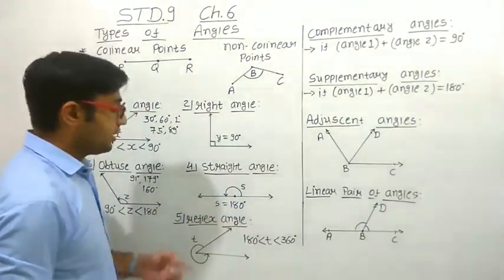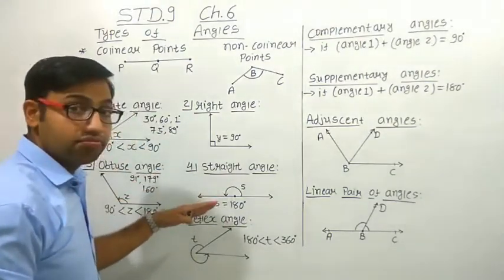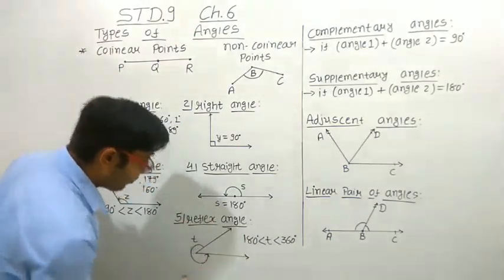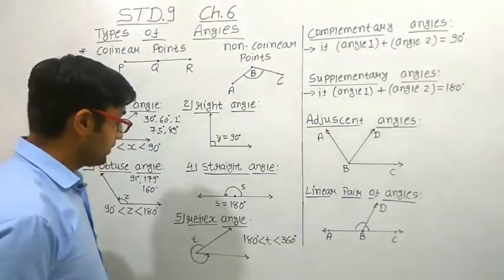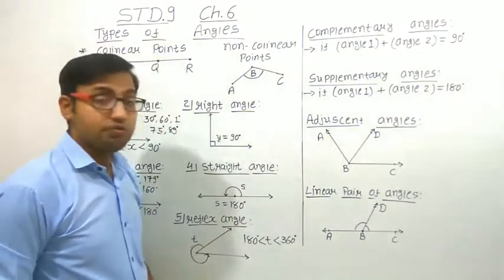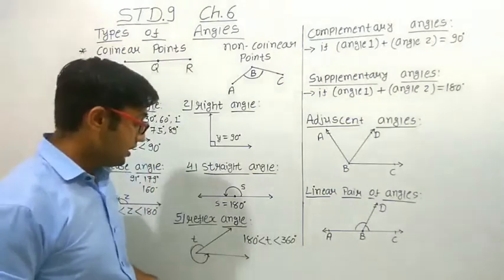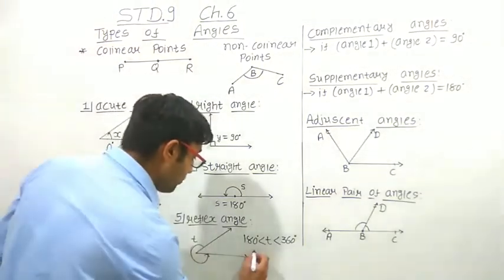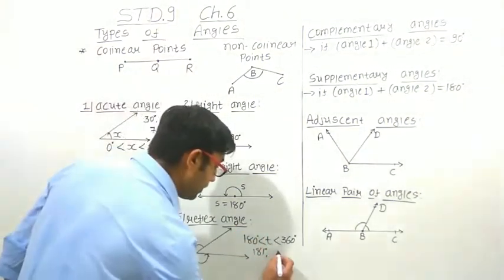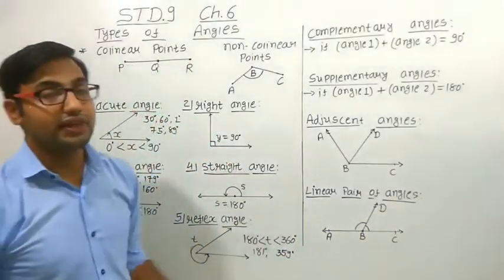And the fifth type is the reflex angle. Now again, if we take this arm downside, then what will happen? This kind of angle, when we measure it, suppose this angle is T. This angle value is obviously greater than 180 degree and less than 360 degree. And this angle is called the reflex angle. If the angle value is suppose 181 degree, then it is called a reflex angle. And if the angle value is 359 degree, it is also called a reflex angle.